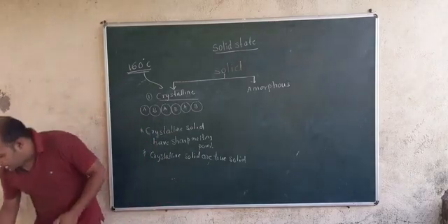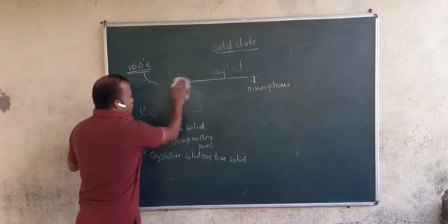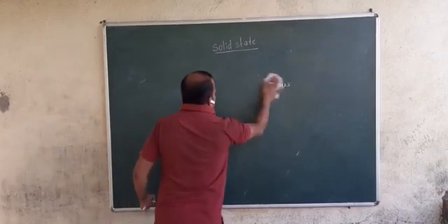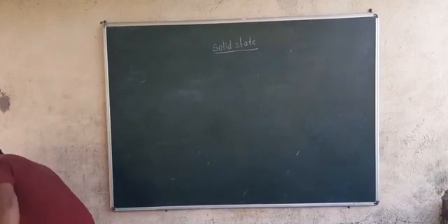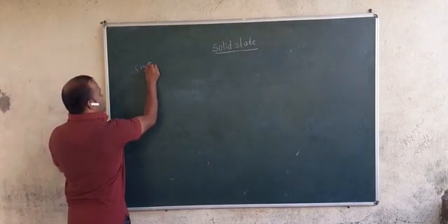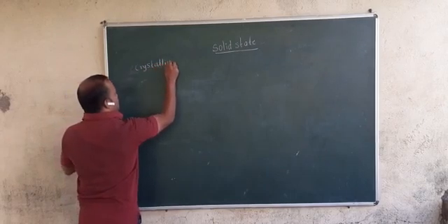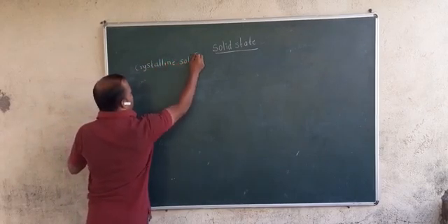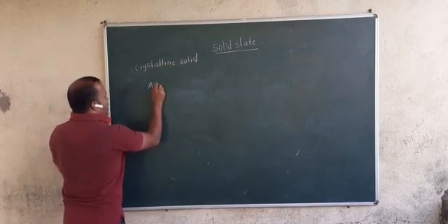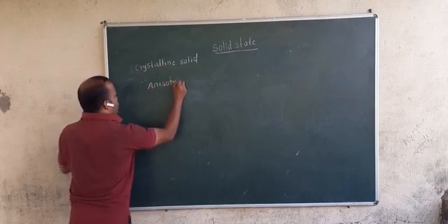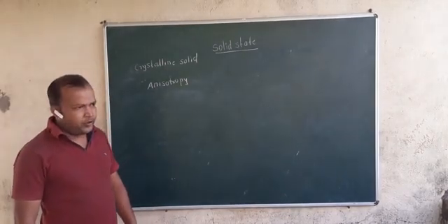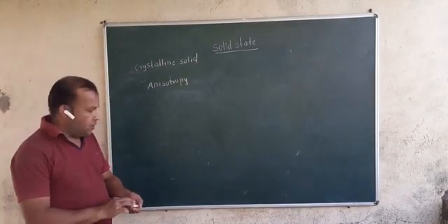Okay, the next point is, now we are talking only about crystalline solid. Crystalline solid has the property of anisotropy. What is this anisotropy? Now see here.